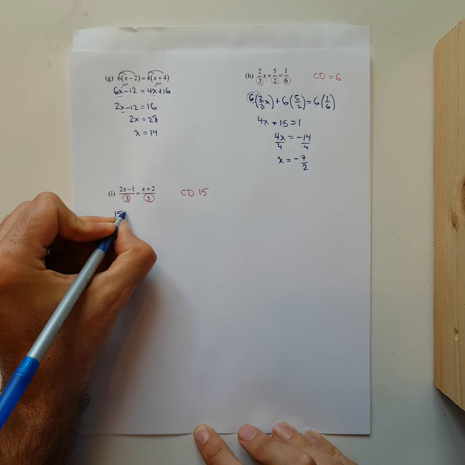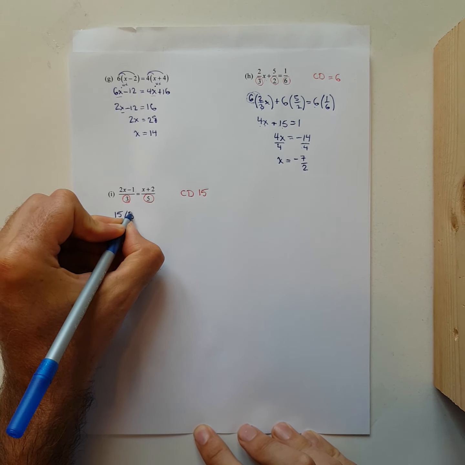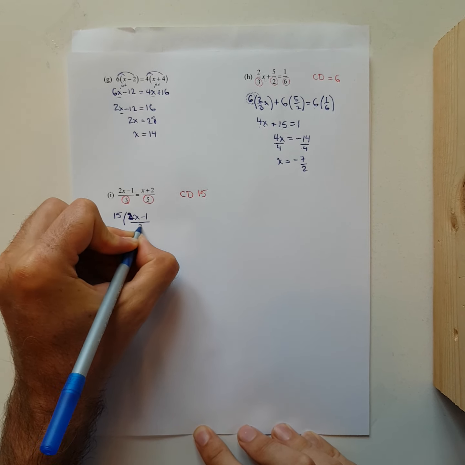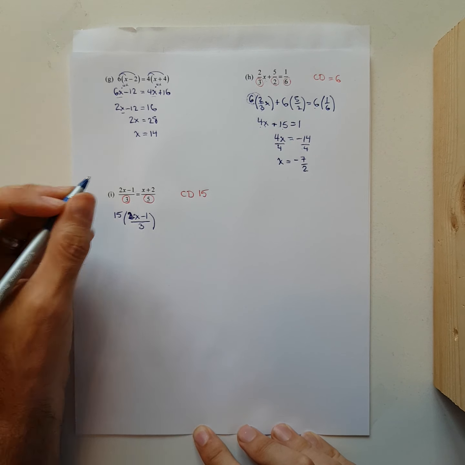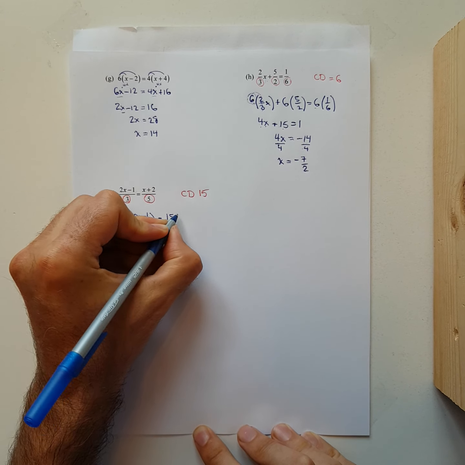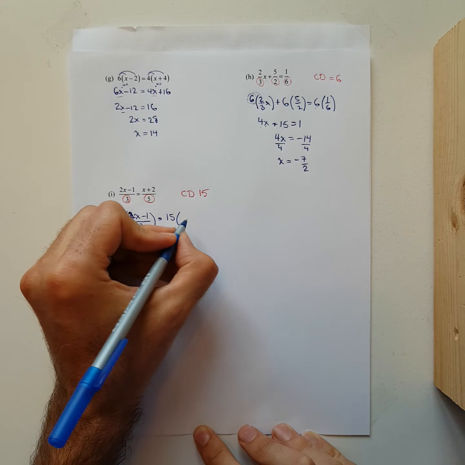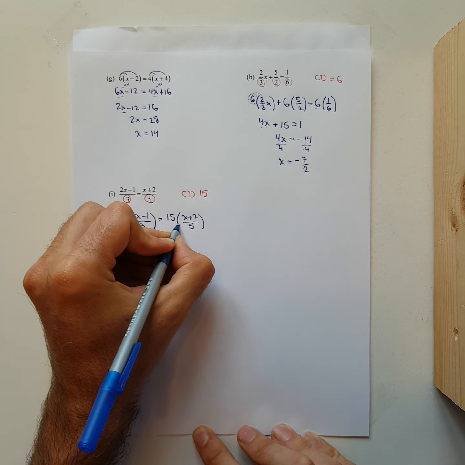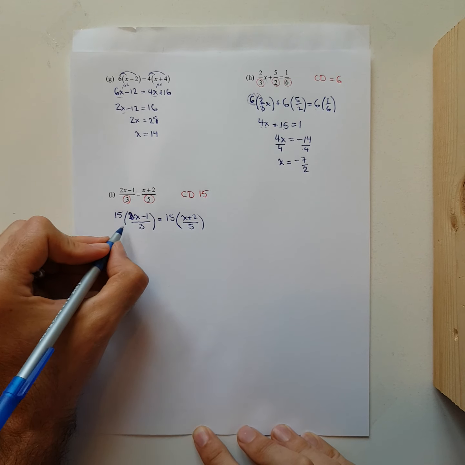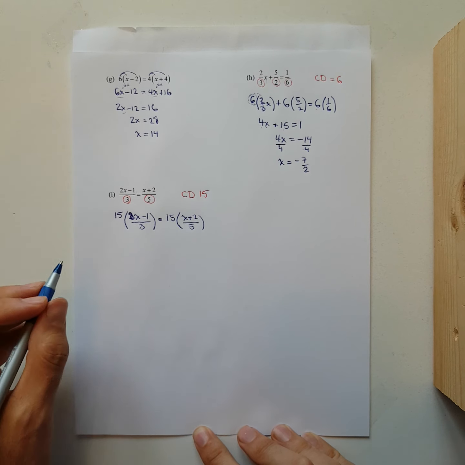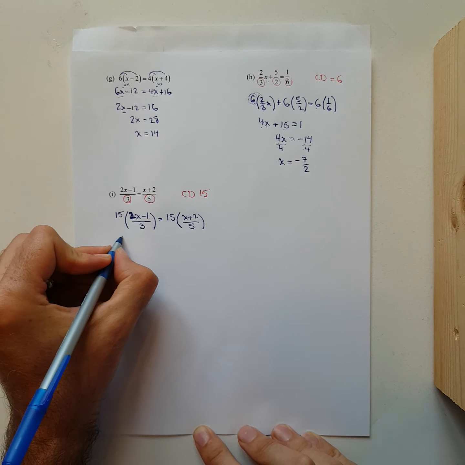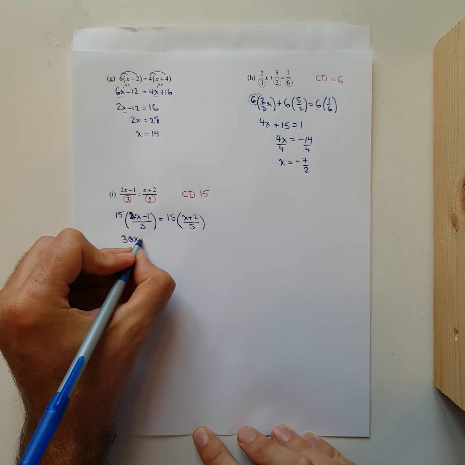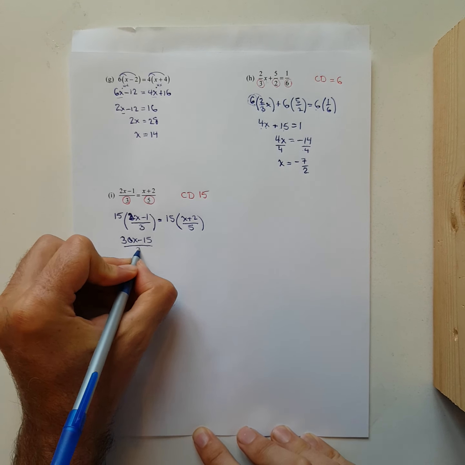So I'm going to do 15 and, oops, not 3, 2, x minus 1 over 3. And I can do the same thing here. I have 15 and I have x plus 2 over 5. Okay. If we want, we can go ahead and multiply this in. This would give me 30x minus 15 all over 3.